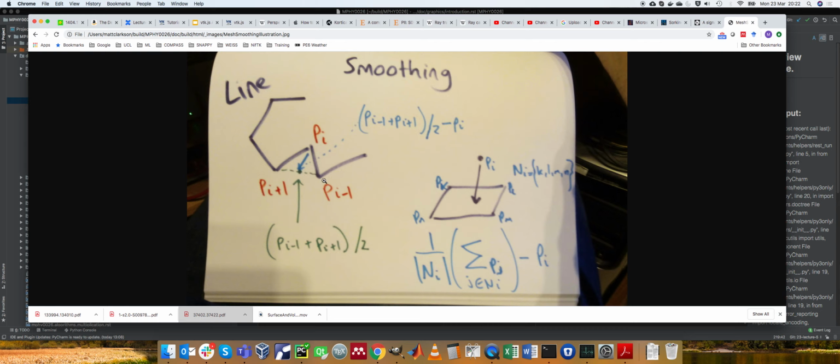Then if I do this point minus that point, you end up with a vector which tells you basically how to move this point, pi, to this midway point. So you can see that if I move this point here, the curve would be smoother. I'm hoping that makes sense. Again, it feels like I'm talking to myself.